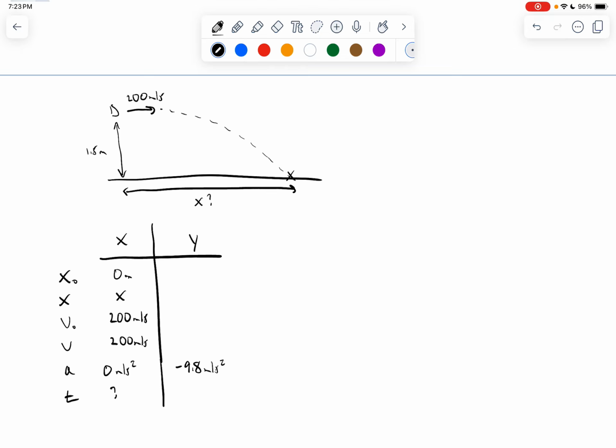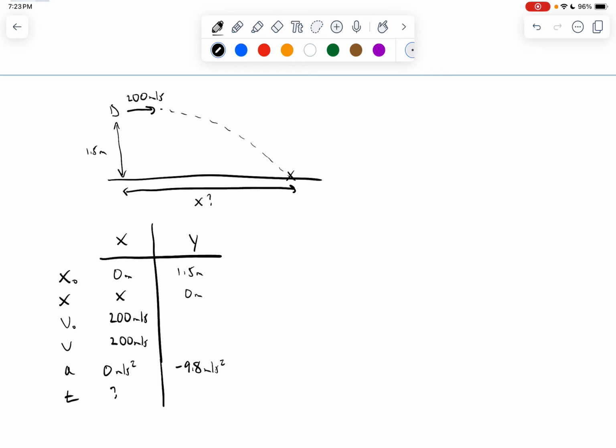In the y direction, we actually do know the starting height of the bullet. We know it starts off 1.5 meters off the ground. After that 1.5 meters, it then drops to ground level. We're going to call ground level a height of 0 meters.